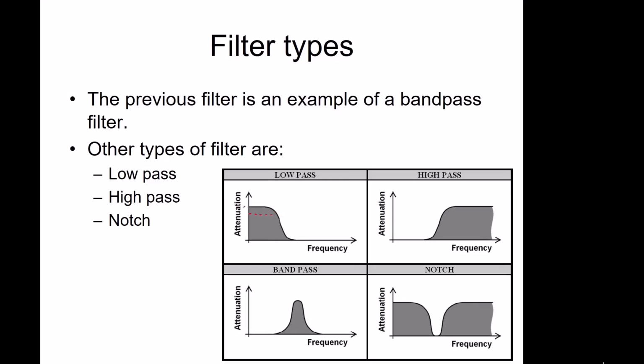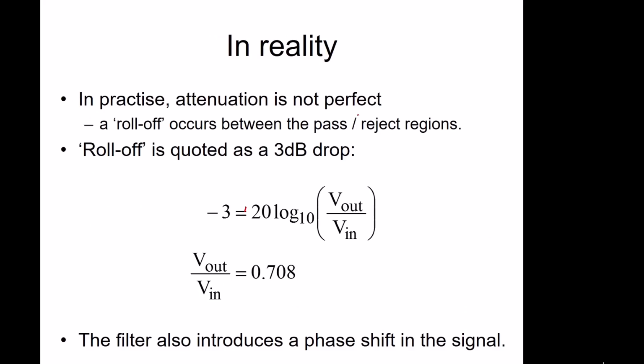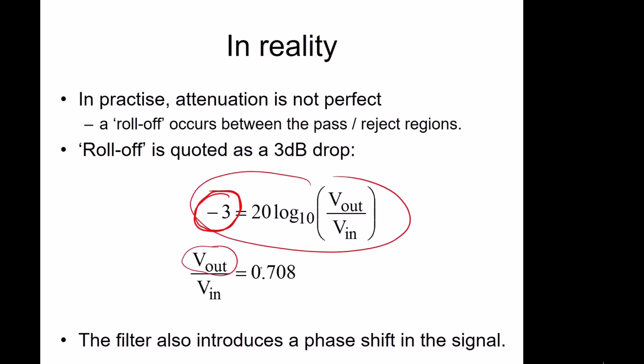And this distance here corresponds to a drop of 3 decibels. So if we are saying the attenuation is 3 decibels, so it's minus 3, then if we work this through, we find out that the output is going to be about 70% of the input value. So when we look at filters and quote their specifications, we quote this minus 3 dB point as the frequency at which the output is 70% of the input value.